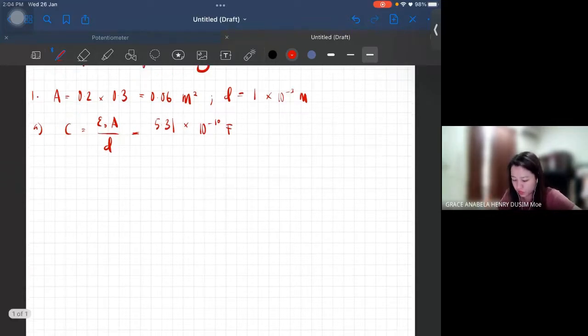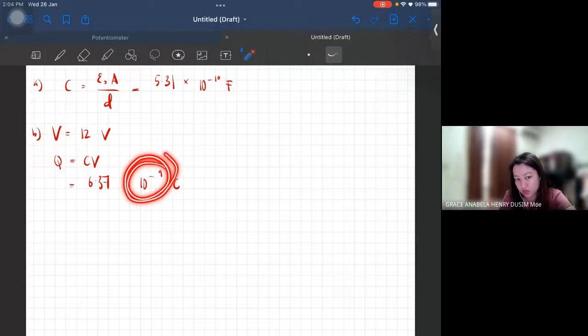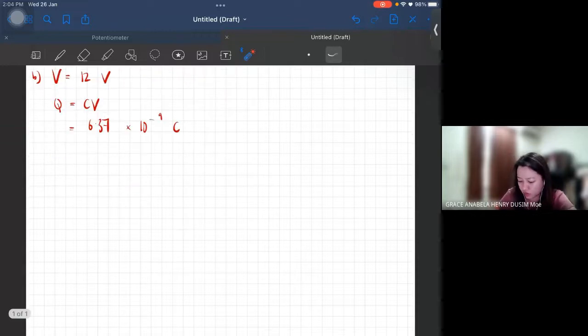Then question B, they ask us to calculate the amount of charge, Q. Given the voltage, which is 12 volt, we can directly use Q equal to CV. So we have 6.37 times 10 negative 9 coulomb. Remember, usually for capacitors the answer would be in nano. So if you do not get nano, sometimes it is wrong. Usually, not all the time.